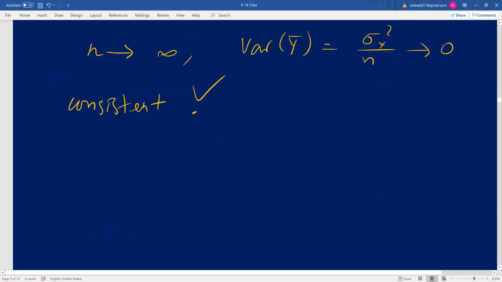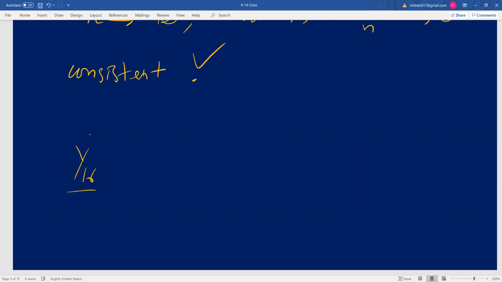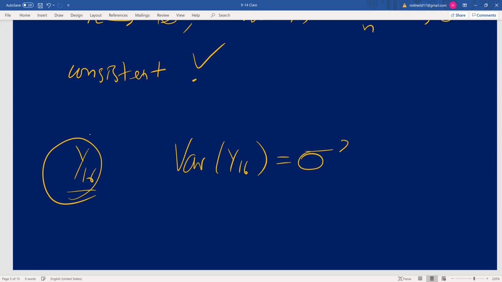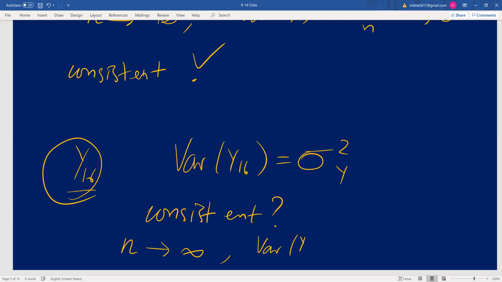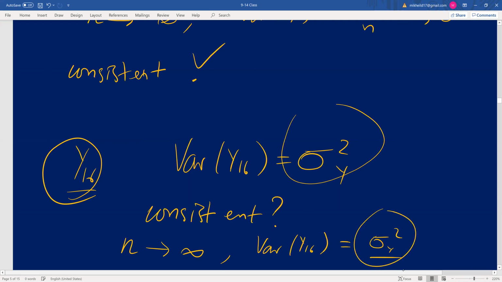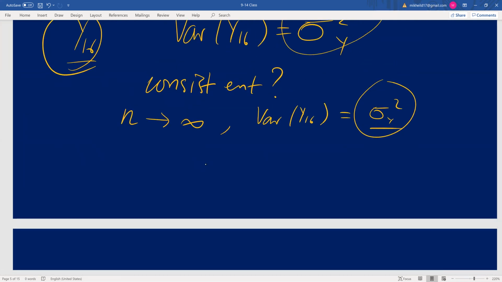Check. So now what about y16, which we had before? Is y16 a consistent estimator of mu of y? What is the variance of y16? By assumption that is sigma squared of y. Consistent or not? Yes. Why? Because, oh wait, N goes to infinity. What happens to the variance of y16? Wouldn't it reach 0 as well? No, because where do you see n here? It is always sigma squared of y. Oh, I see. Got it. It never goes to 0. It is some constant. And so that means it is not a consistent estimator.